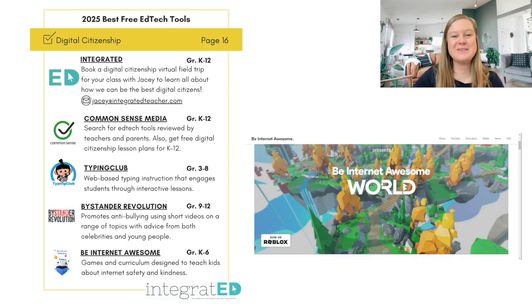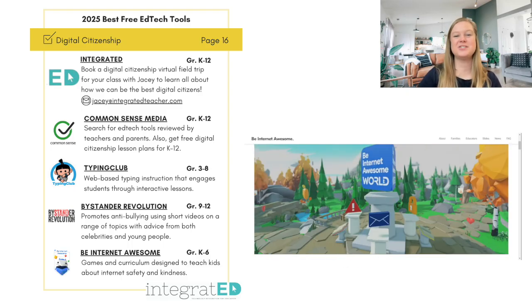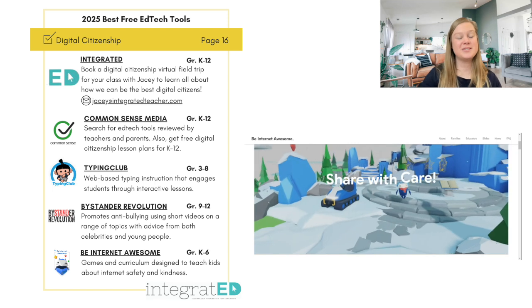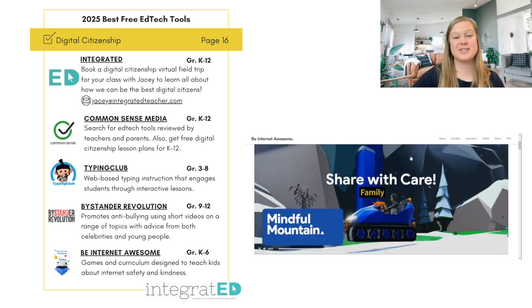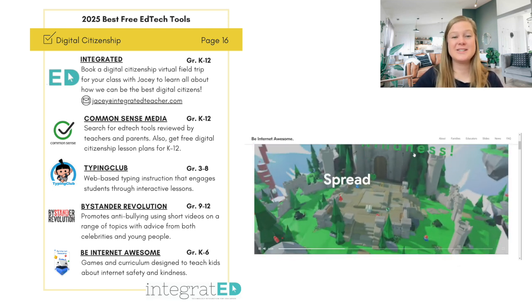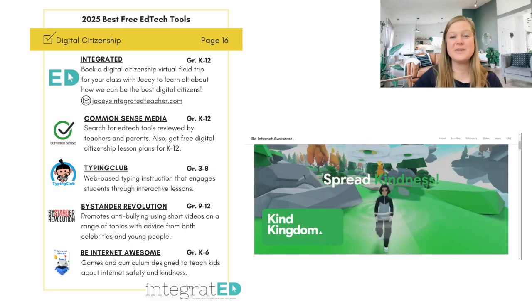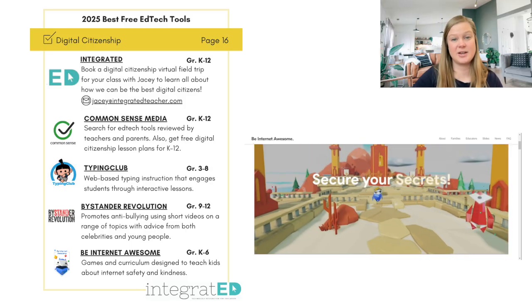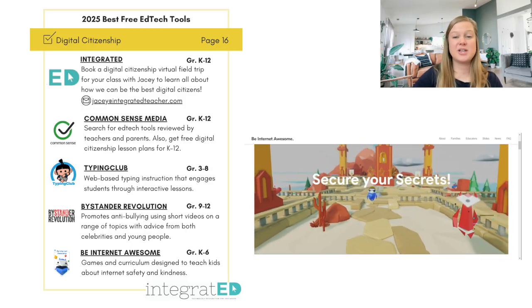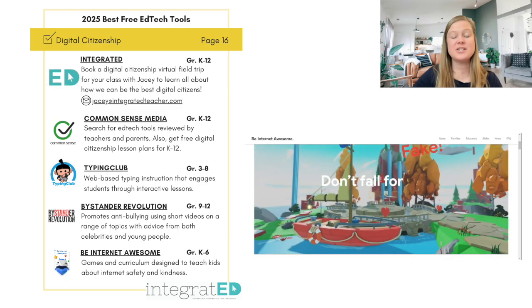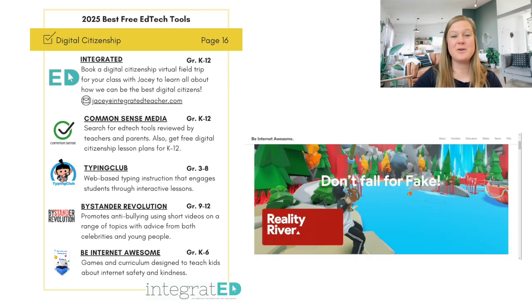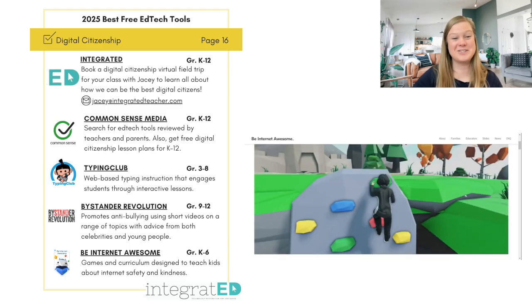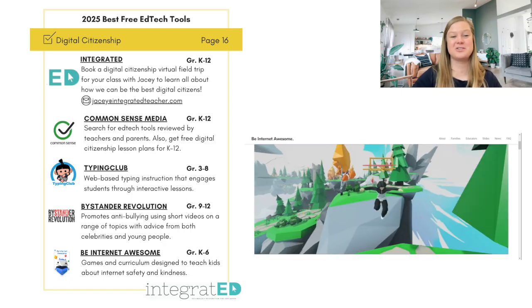Be Internet Awesome. This is a program from Google that teaches students how to be respectful, responsible, and great digital citizens. So this curriculum includes lessons on internet safety, privacy, and how to make good decisions online. Teachers can use this program to educate students about the importance of digital citizenship and empower them to be smart, safe internet users. So great option there for digital citizenship.